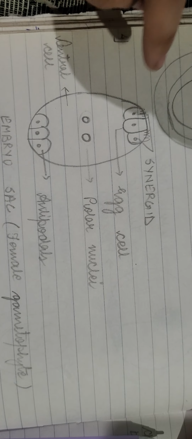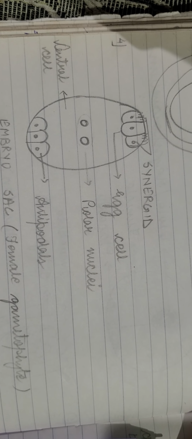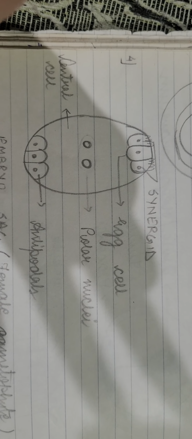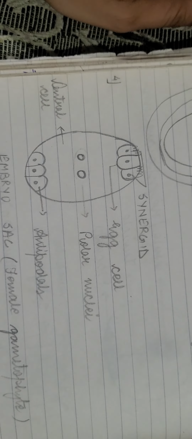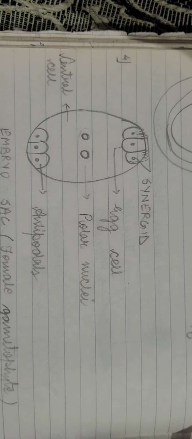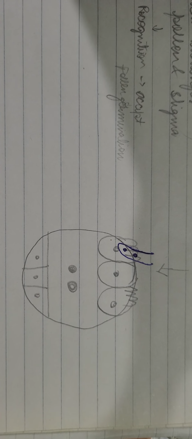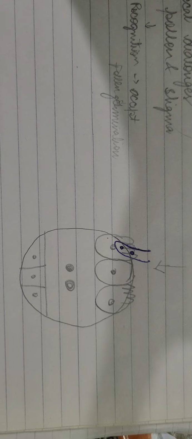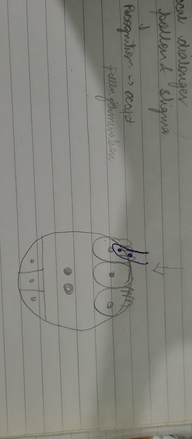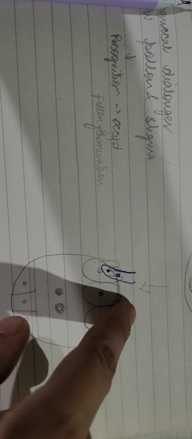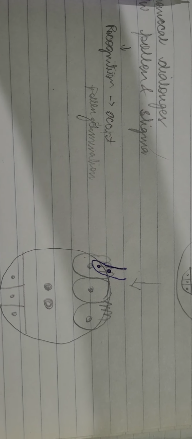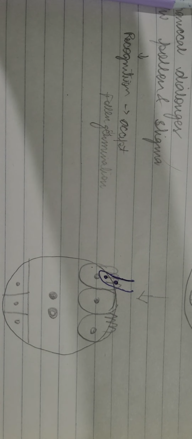The synergids attract the pollen tube. Synergids have finger-like projections on the upper end, as you can see, which are known as the filiform apparatus. This attracts the pollen tube towards them. The pollen tube enters one of the synergids through the filiform apparatus, and as you can see, there are two cells in the pollen tube, which we got from the mitosis of the generative cell.